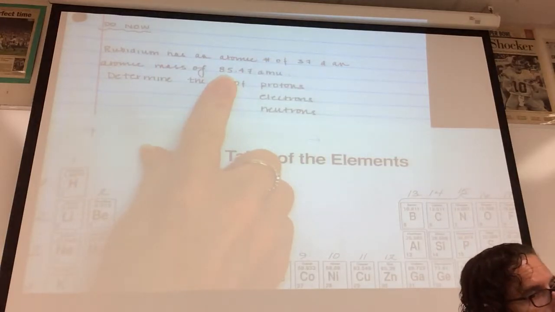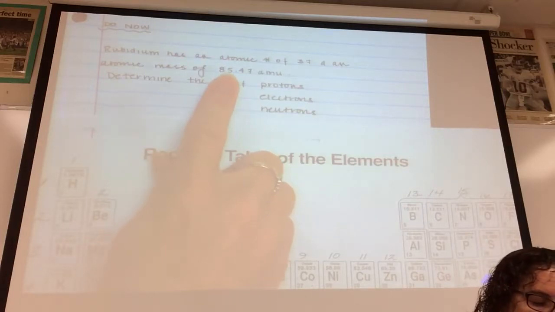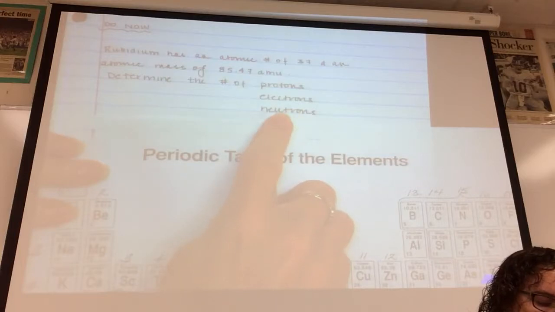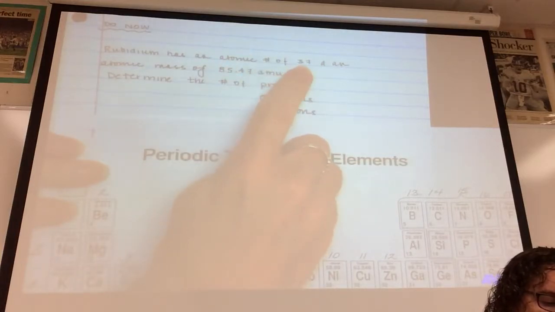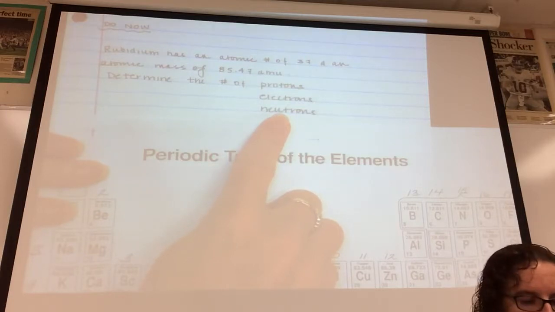85. And that's why we went over rounding earlier in the year, because you have to know how to round. So 85, and that's why the neutrons were just 85 minus 37 for 48. Okay?